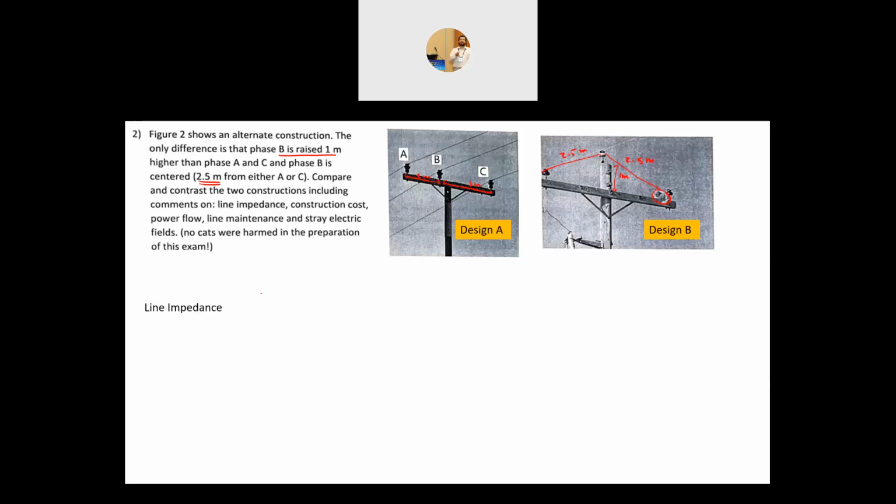So now the first thing I want to find is the line impedance. Before that, we need to find this distance. This is a right triangle, so this is 1 meter, this is 2.5. I can find the distance from here to the middle and then multiply by 2. So the distance x is equal to 2 times the square root of 2.5 squared minus 1 squared, and this gives me 4.58 meters. So if this is your A, B, and C, the distance from A to C is 4.58 meters.